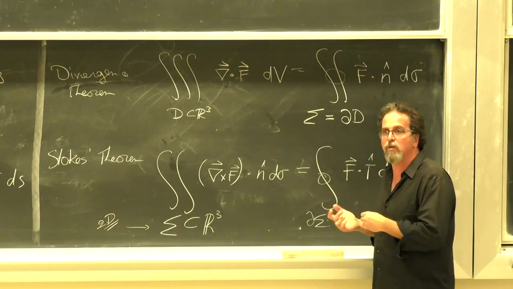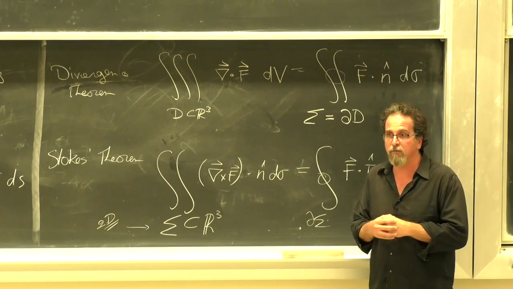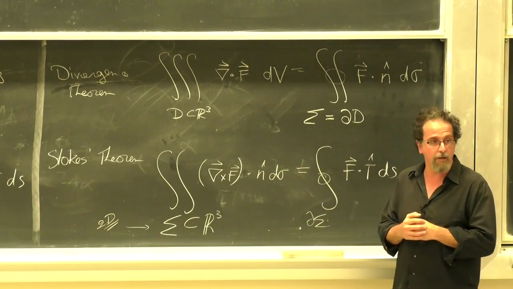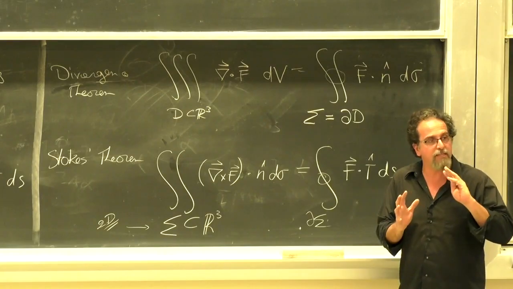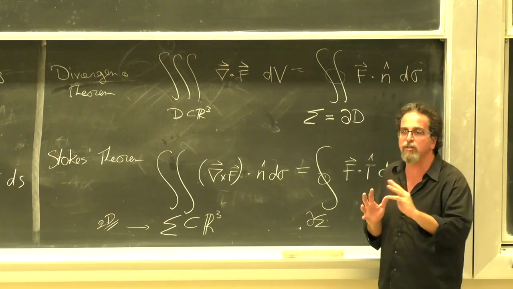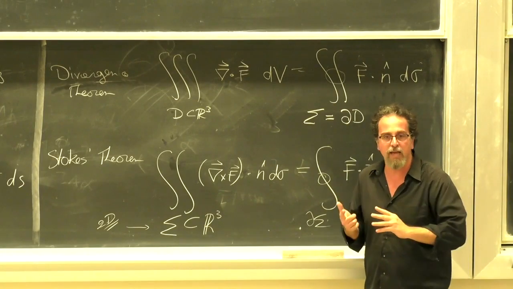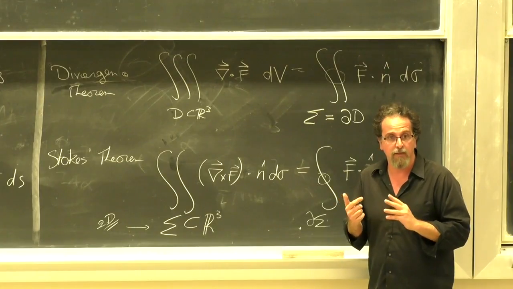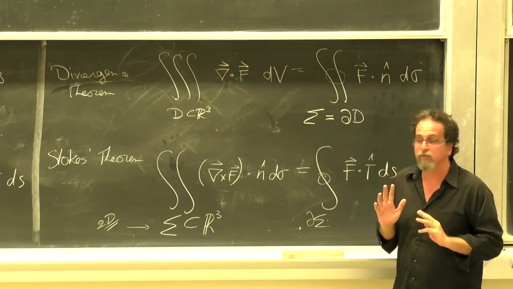So I have to tell you what out and in are right now. So we need to get basically the relative direction of n hat and t hat right. Okay? And let me show you how it works.